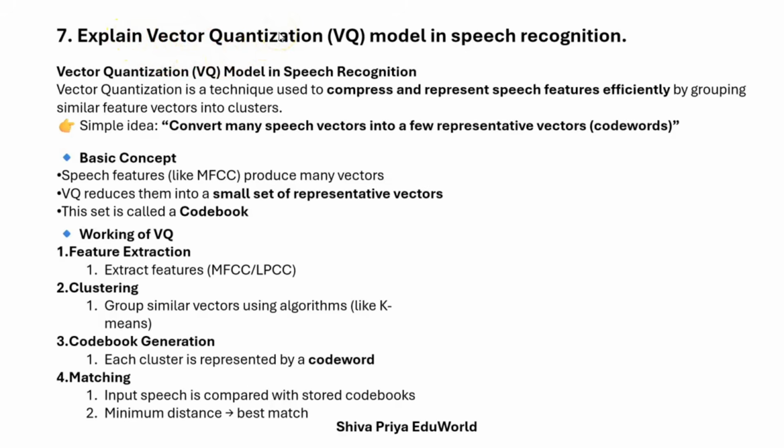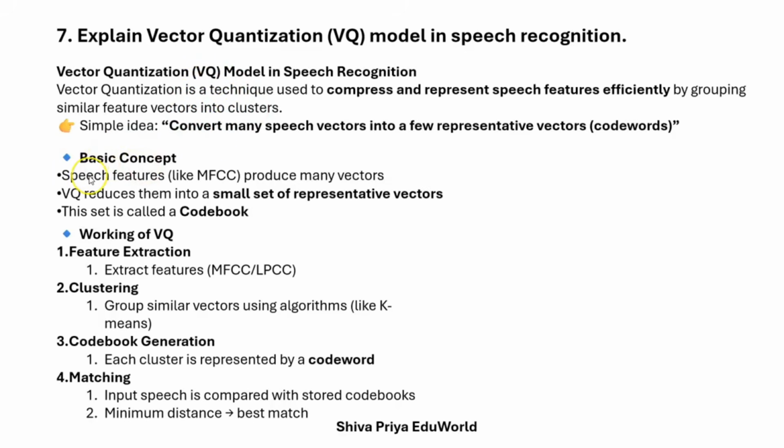Explain the vector quantization VQ model in speech recognition. We have to explain VQ, the vector quantization model. This is a technique used to compress and represent the speech features efficiently by grouping similar feature vectors into clusters. It compresses and represents the speech features efficiently without losing any data. For example, convert many speech vectors into a few representative vectors. This is how vector quantization happens.